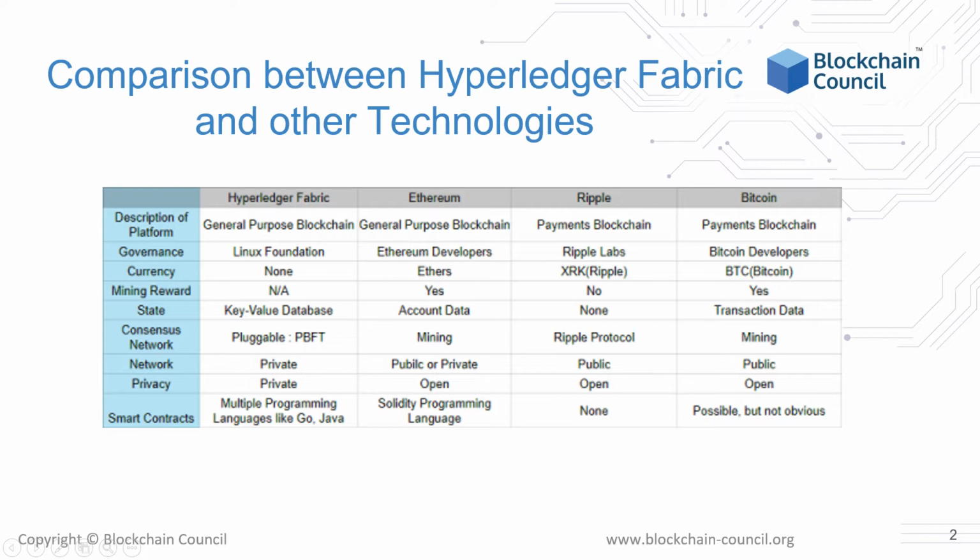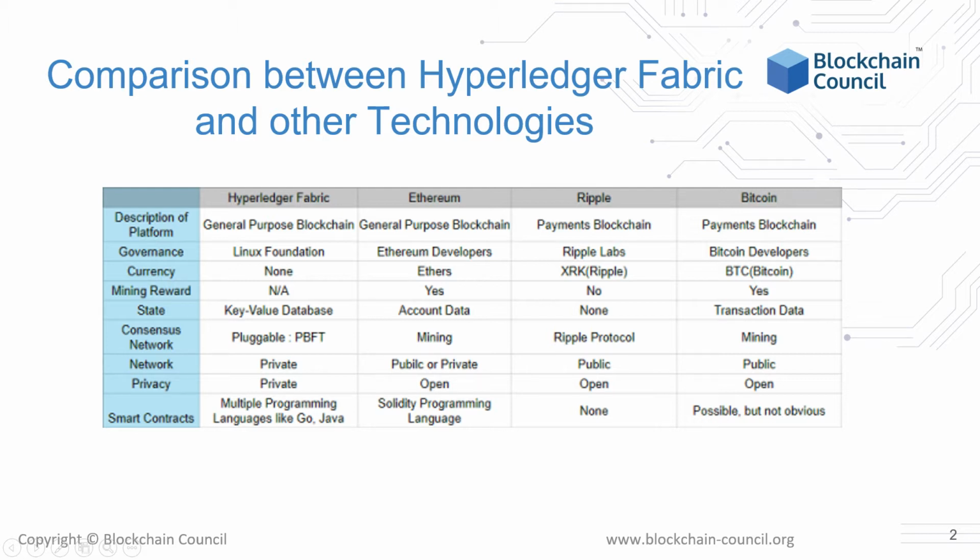Hyperledger has a consensus network called PBFT that stands for Practical Byzantine Fault Tolerance Problem, which is very similar to the three-way handshake problem. In Ethereum, the consensus is achieved due to mining, and the same is done by Bitcoin blockchain. But in case of Ripple, it follows the Ripple protocols.